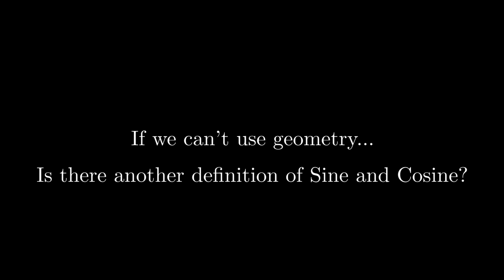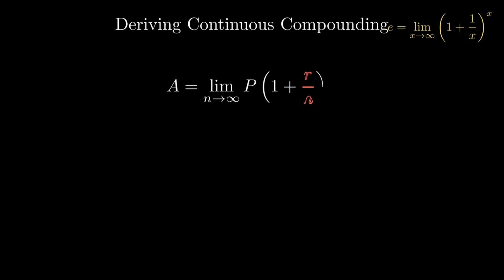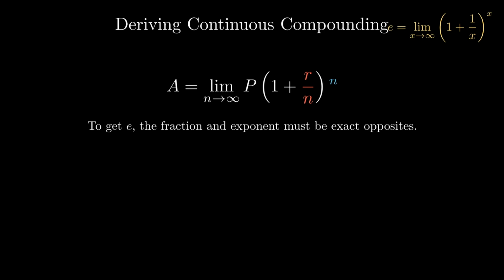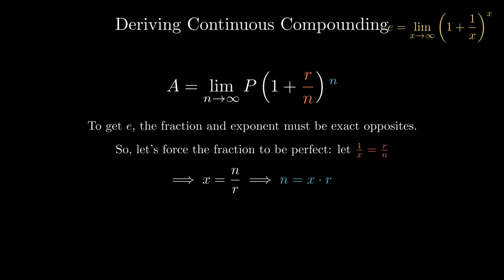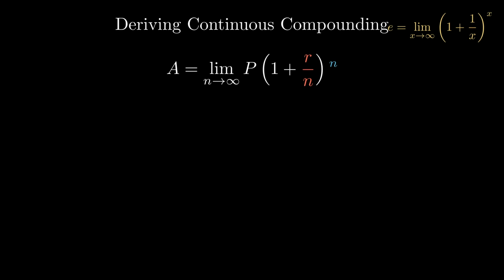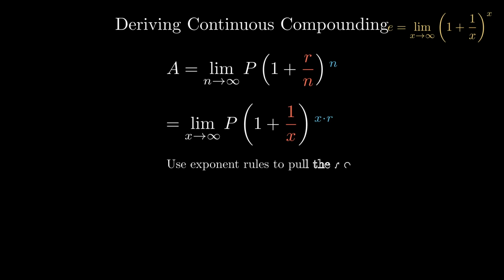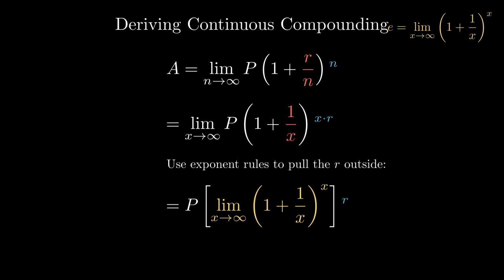There is, but surprisingly, it's not geometry dependent. We can derive it with continuous compounding. So, the formula that you see here is the classic compound interest formula. To get e, the fraction and the exponent must be the exact opposite. So, let's convert our fraction to 1 by x is equal to r by n. And now, what we get is basically the formula for e to the power r. As you can see over here, P times e to the power r is our final result.